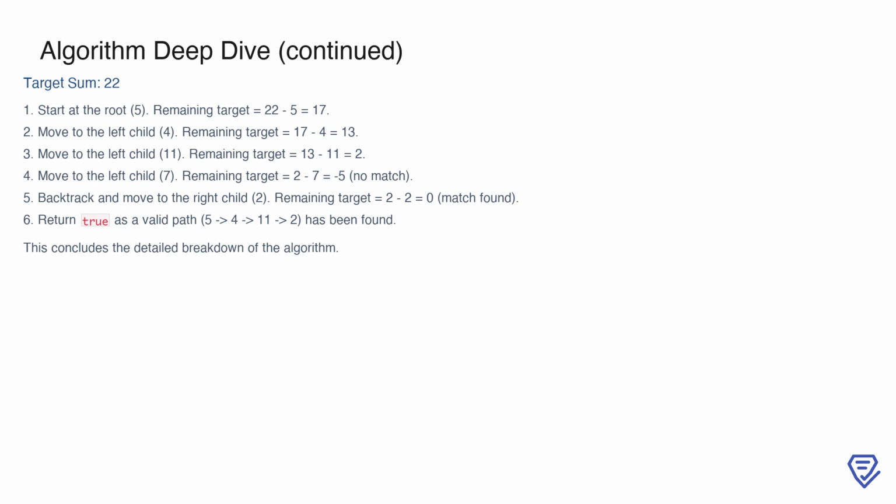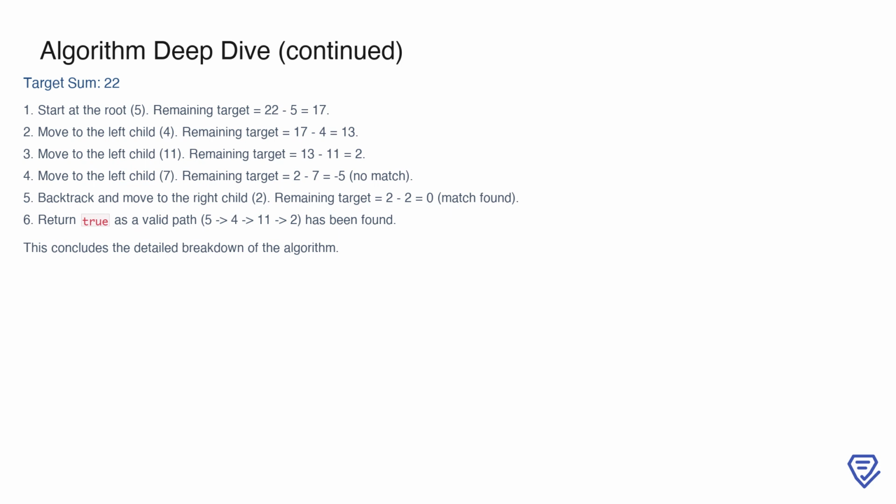Starting at the root, we subtract 5 from the target sum, leaving 17. We then move to the left child, which has the value 4, and subtract it from the remaining sum, leaving 13. Next, we proceed to the left child of 4, which is 11, and subtract 11 to get a remaining target of 2. From here, we explore the left child of 11, which is 7.